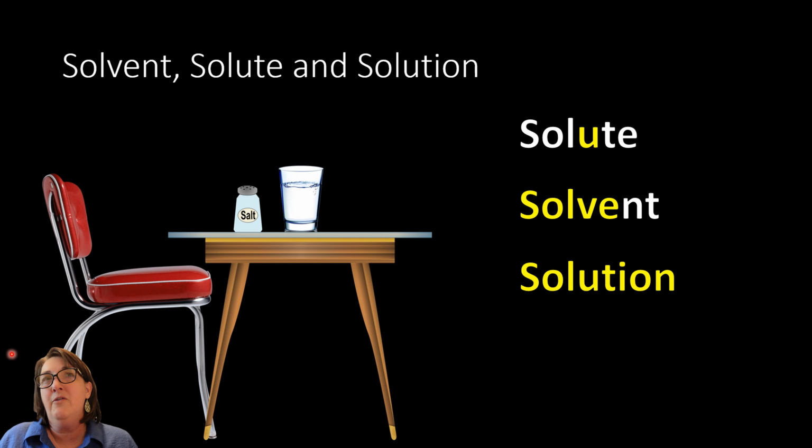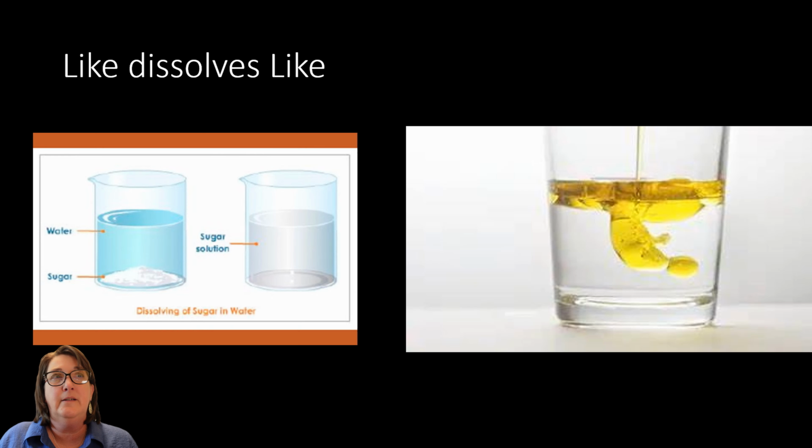Both of these together are the solution to my problem. So I have, what are you hiding? The salt. What solved my problem, the water, and the solution is both of these together. So the salt water is my solution, the salt inside that's being hidden is my solute, what is hiding it is my solvent.